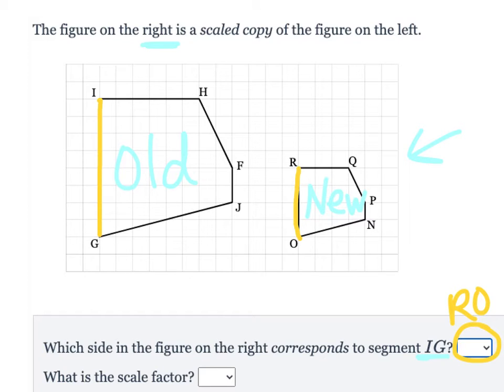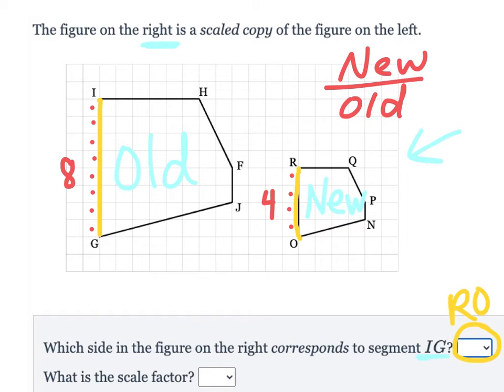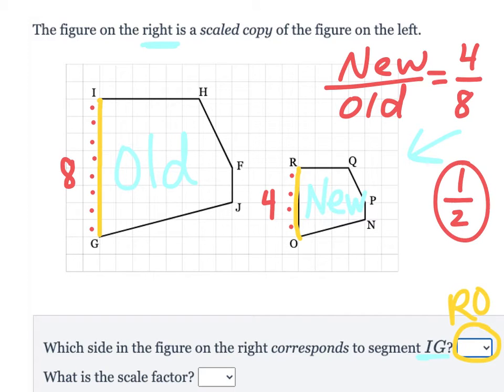So let's see, how many units is I to G? Let me count the blocks. 1, 2, 3, 4, 5, 6, 7, 8. So that's 8 units. And R to O is 1, 2, 3, 4 units. So our scale factor is new to old. So the new is 4 and the old is 8. So new to old, 4 out of 8, which could simplify to 1/2. So our scale factor would be half. And that makes sense because to go from the old one to the new one, it does look like it's half the size. Let's look at another example.